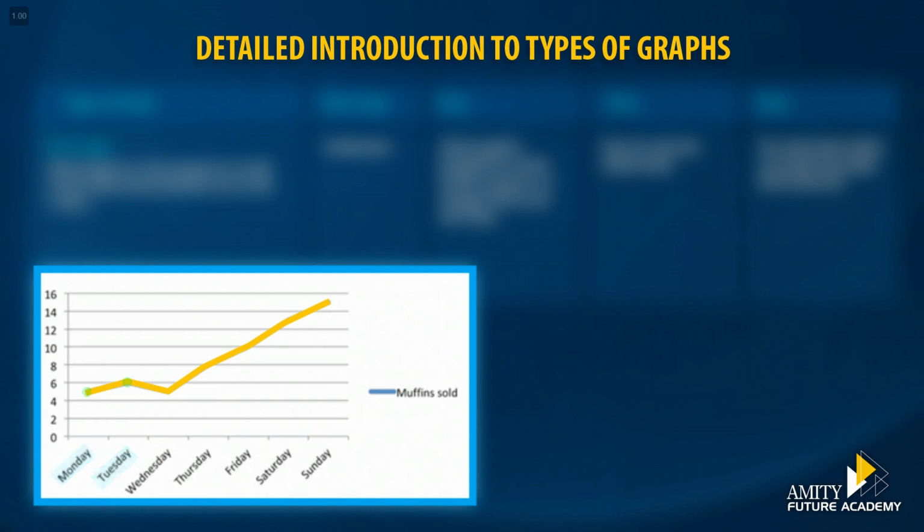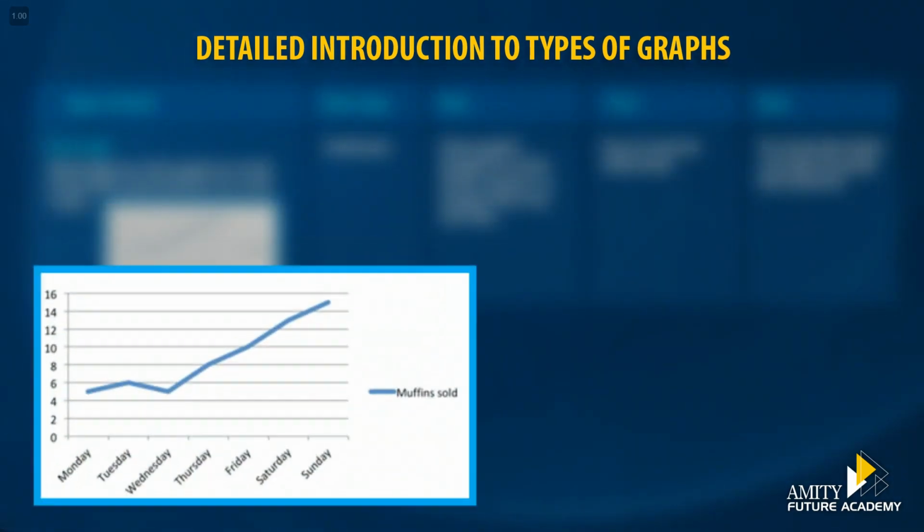Then again it went down on Wednesday, and on Saturday and Sunday I was able to sell the maximum number of muffins. In the same way, not only weekly but also monthly, quarterly and yearly analysis can be done easily using a line graph. The data type that the line graph works on is continuous. I would need a continuous data set to be able to plot a line graph.